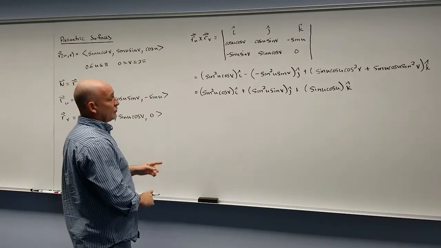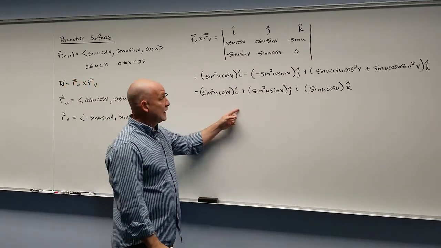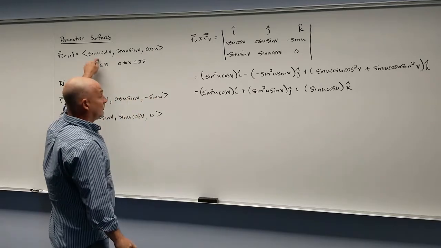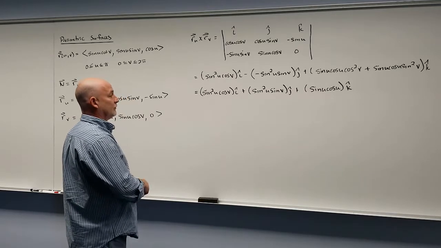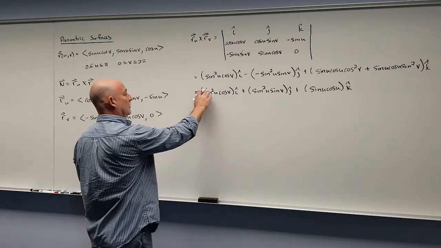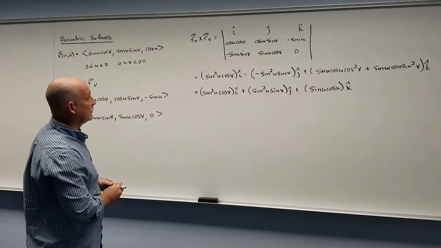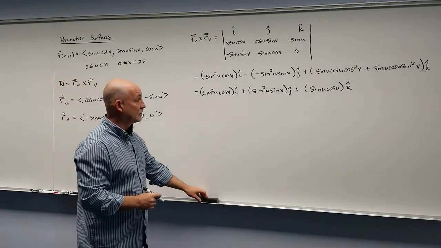Okay, so this will give us the normal vector at any point on the surface of our sphere here. Pick a value for u, pick a value for v, plug it in, and that will tell you what the direction of that normal vector is.